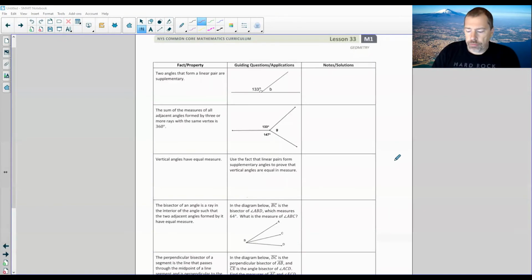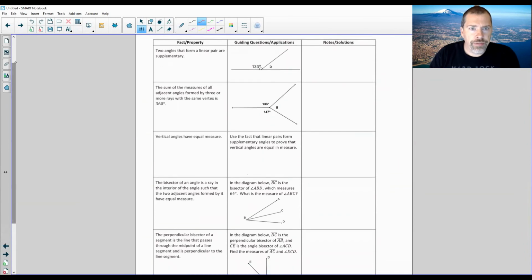Page 2. Here's the table we were mentioning on the first page. Facts and properties. Fact: two angles that form a linear pair are supplementary. Supplementary means they add up to 180 degrees.